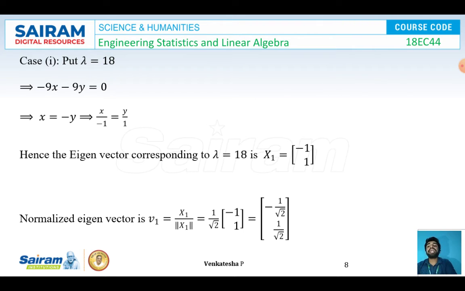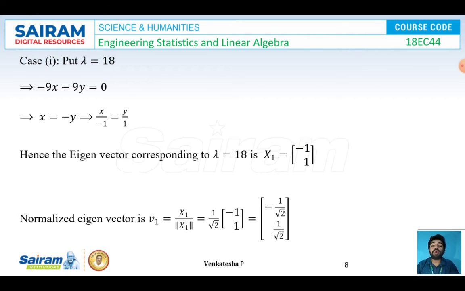So replacing this 18 in the previous equation, I got minus 9x minus 9y is equal to 0. It will be equal to x plus y. Taking this y to the RHS, I got x by minus 1 is equal to y by 1. Hence, the eigenvector corresponding to lambda is equal to 18 is x1 is equal to minus 1, 1.